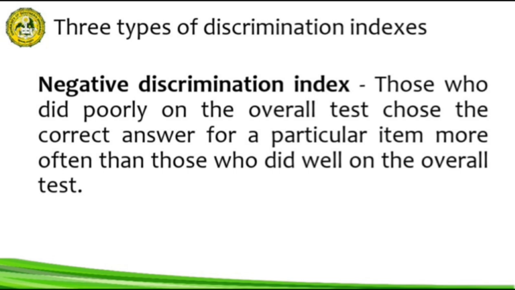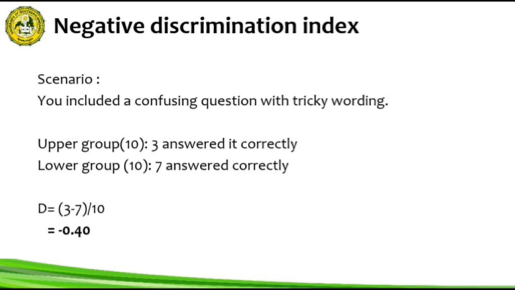So negative discrimination index are those who did poorly on the overall test choose the correct answer for a particular item more often than those who did well on the overall test. So dito mas mataas yung nakatama sa lower group than the upper group. You included a confusing question with tricky wording. So in the upper group with 10 students, only 3 got it correctly. But in the lower group, 7 answered correctly. Plugging it in on our formula, we get negative 0.40. Here, since the lower group got it higher correctly than the upper group, this equate to a negative discrimination. Then the test item should be eliminated. What I mean eliminated is that di mo na siya pwedeng gamitin pa sa susunod na assessment mo.